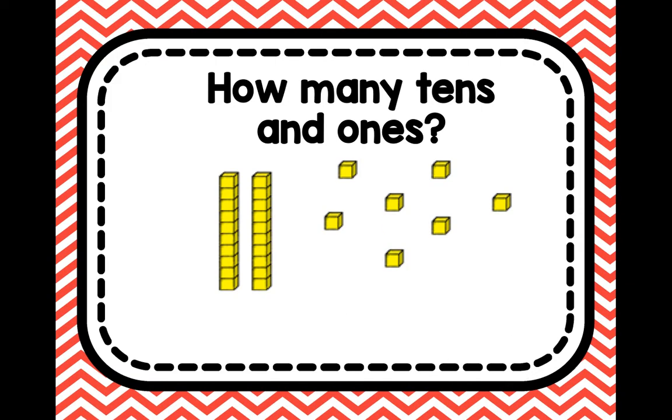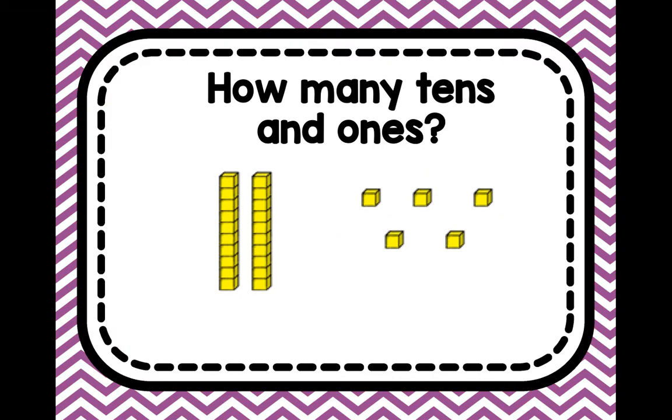How many tens and ones? All right, let's look over here again. How many tens do we have? 1, 2. We have 2 of those tens. And how many ones do we have? 1, 2, 3, 4, 5, 6, 7. We have 7 ones. So we have 2 tens and 7 ones. When we put the 2 and the 7 together, that makes 27.